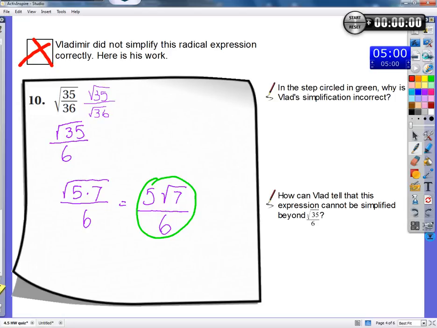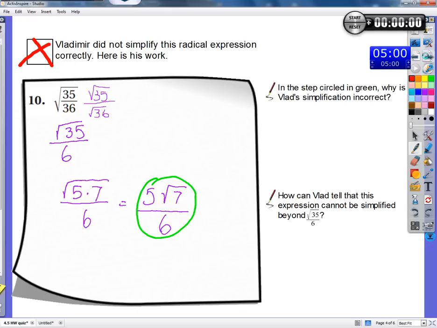So Vladimir did not simplify this radical expression correctly. Here's his work. Take a look at that and ask yourself, in that green circle, why is Vlad's simplification incorrect? Write a little something yourself, just real quick. So why is it incorrect? Why can we not do that?